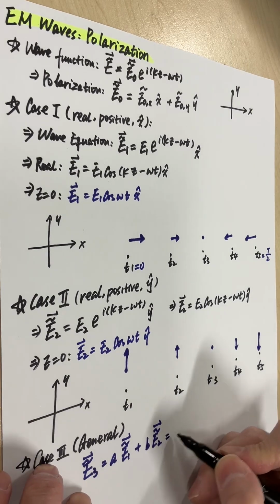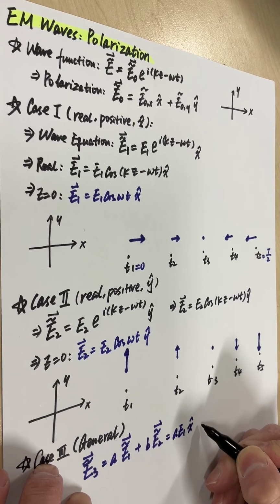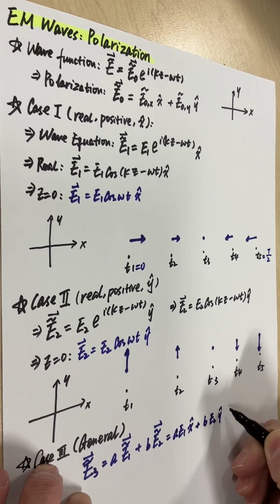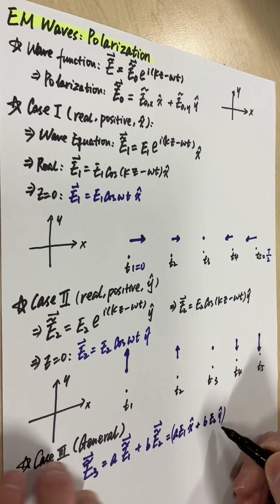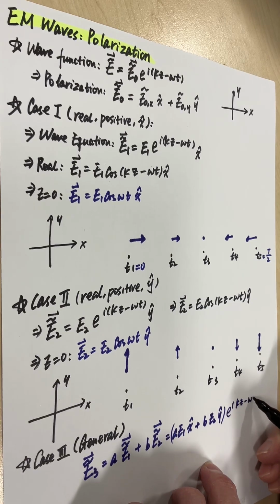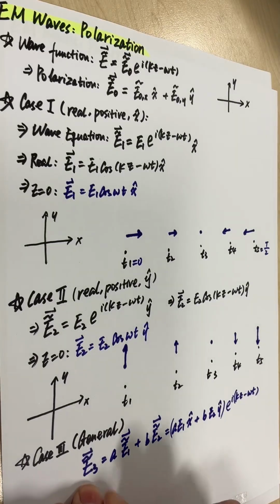So we have AE1 x direction plus BE2 y direction, and then e^(i(kappa z minus omega t)). E3 looks a bit more complicated. So before we make it too complicated, let's look at some simple examples of E3.